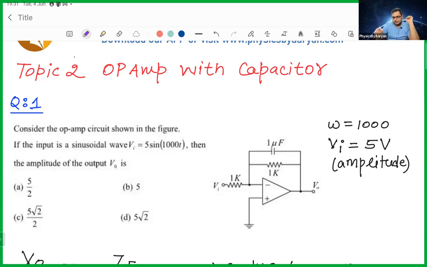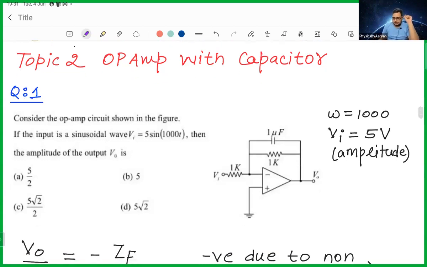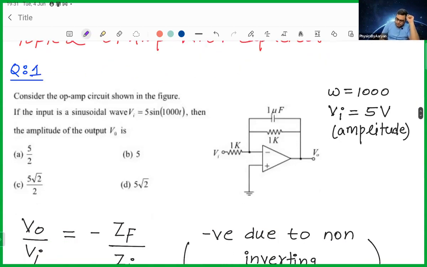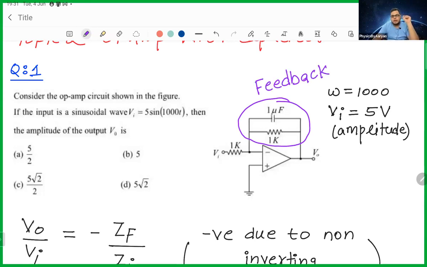Let's analyze the circuit first. There are two things in our circuit. One is the feedback circuit. So this is the feedback circuit. And then you have an input circuit. This is an input circuit. And the input voltage is given. So this is your input voltage, the circled one.